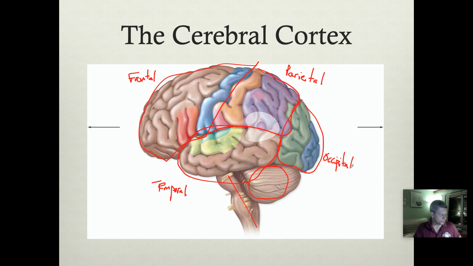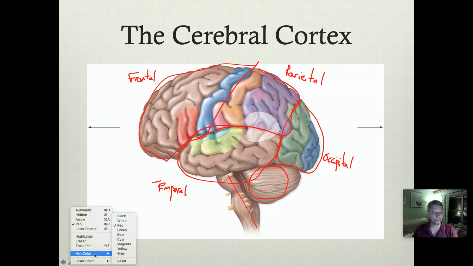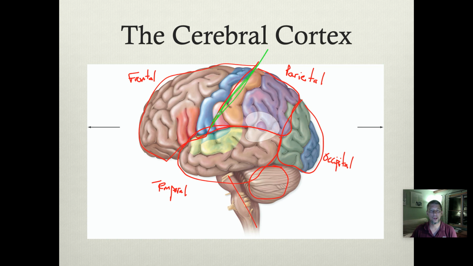All right. And one more thing, just so that you know, this line here. Let me change colors on the pen. We'll do green because there's no real green here. But this line right here is called the central fissure. All right, which essentially means hole in the ground or canyon. Okay, central fissure.